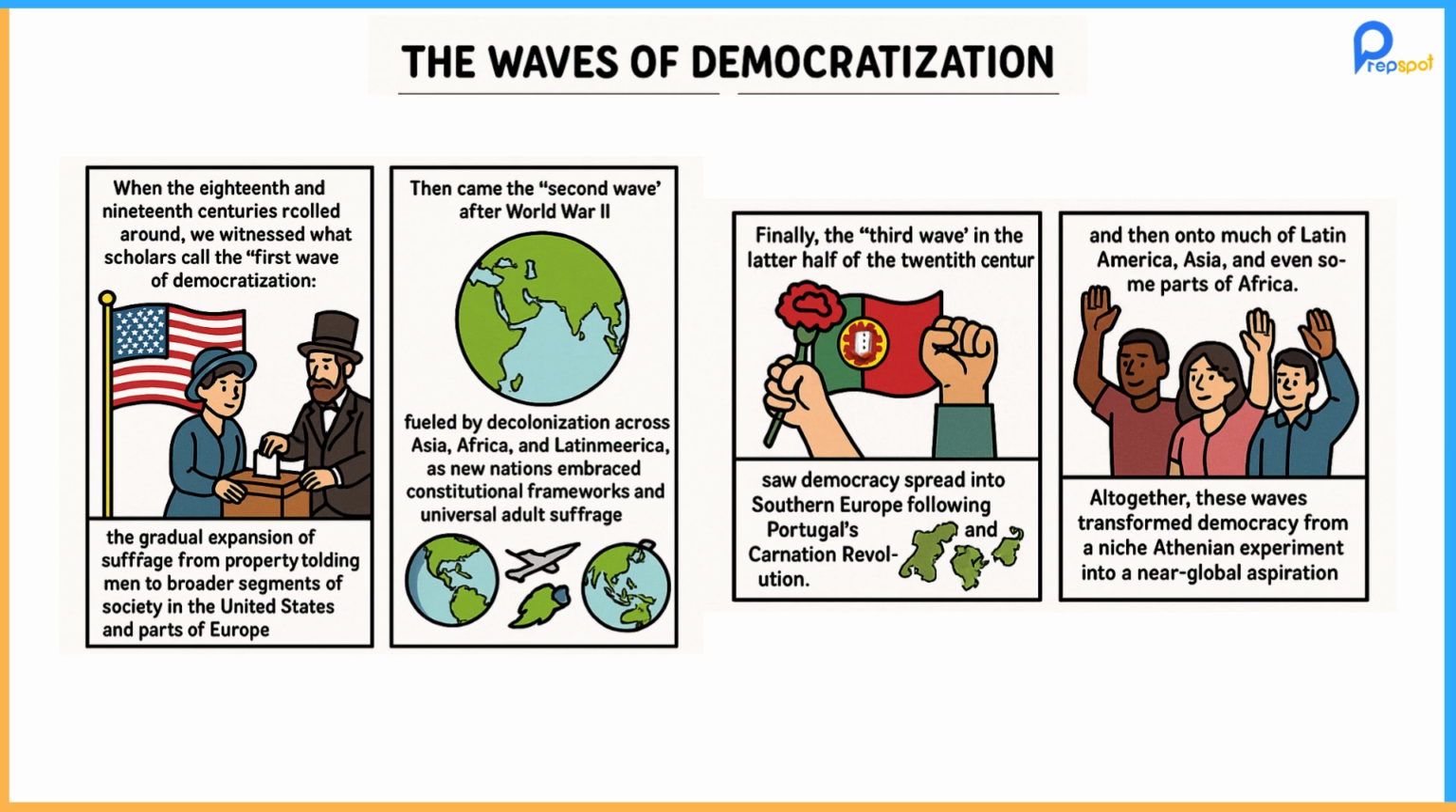When the 18th and 19th centuries rolled around, we witnessed what scholars call the first wave of democratization, the gradual expansion of suffrage from property-holding men to broader segments of society in the United States and parts of Europe. Then came the second wave after World War II, fueled by decolonization across Asia, Africa, and Latin America, as new nations embraced constitutional frameworks and universal adult suffrage. Finally, the third wave, in the latter half of the 20th century, saw democracy spread into southern Europe following Portugal's Carnation Revolution, and then on to much of Latin America, Asia, and even some parts of Africa. Altogether, these waves transformed democracy from a niche Athenian experiment into a near-global aspiration.